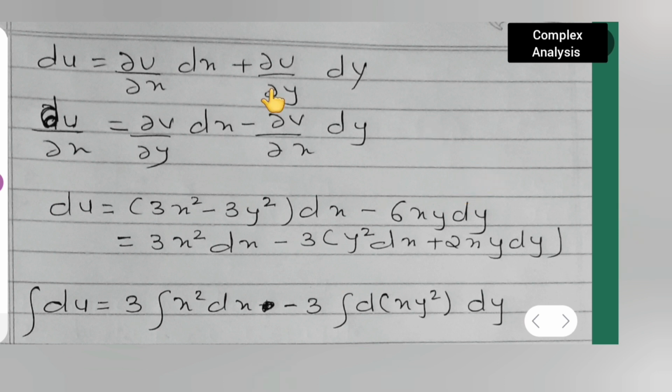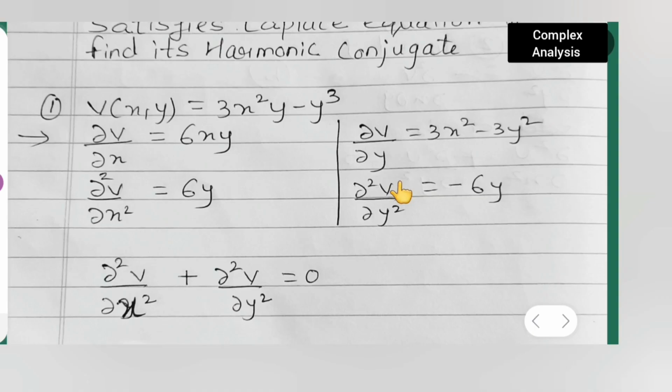So du is equal to, how to find u? ∂u/∂x dx plus ∂u/∂y dy. Now see the Cauchy-Riemann equation. ∂u/∂x is nothing but ∂v/∂y, so du is equal to ∂v/∂y dx minus ∂v/∂x dy. What is given? ∂v/∂y, what we got, is 3x² minus 3y².